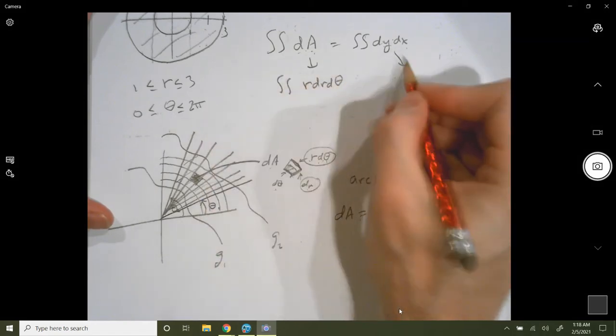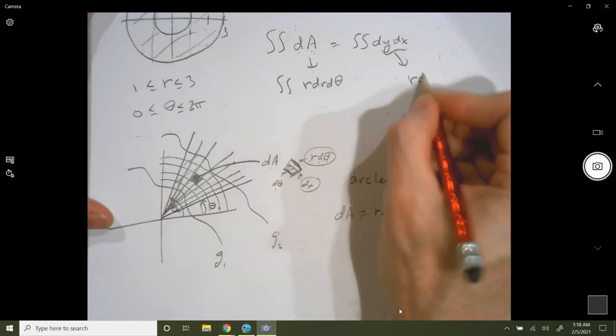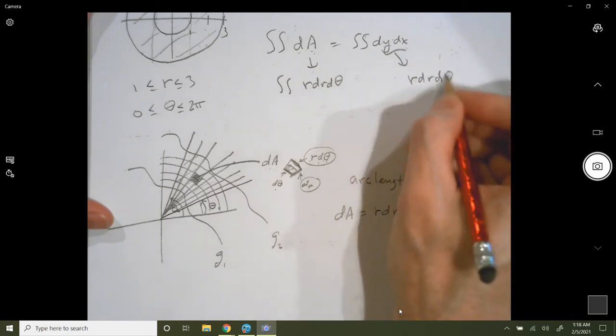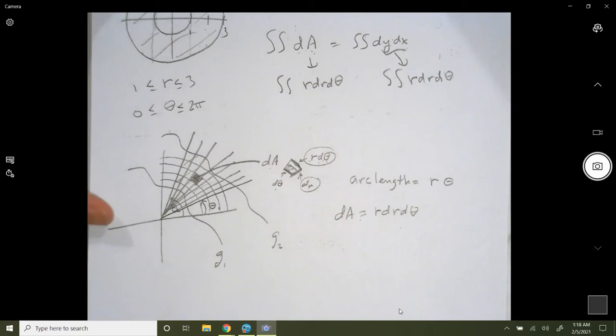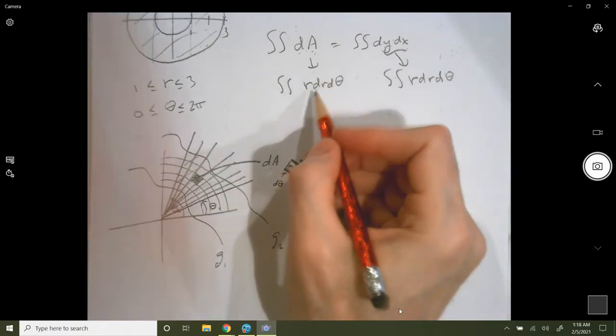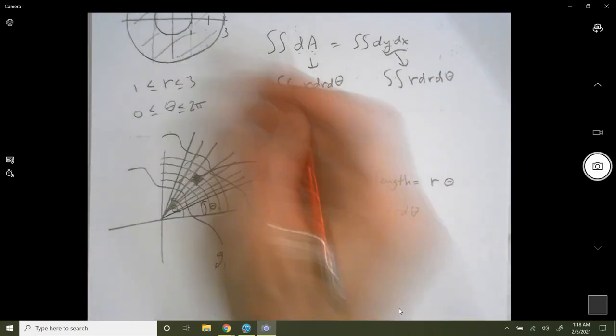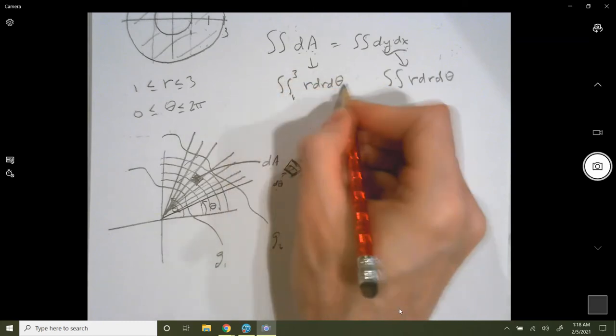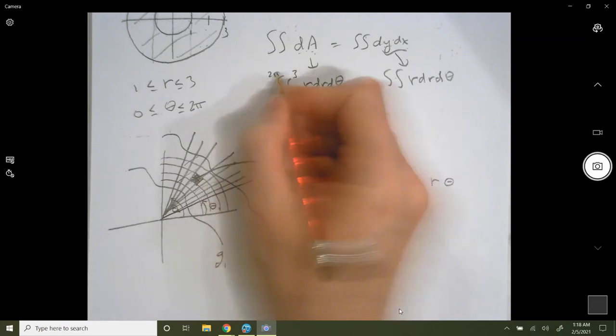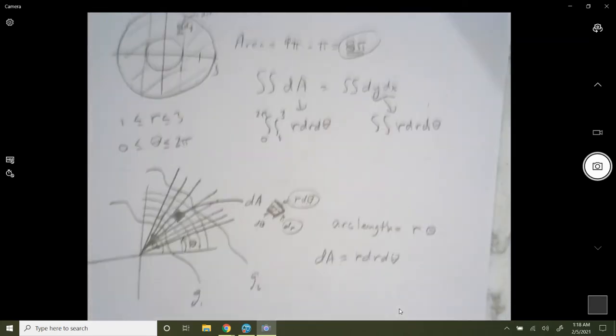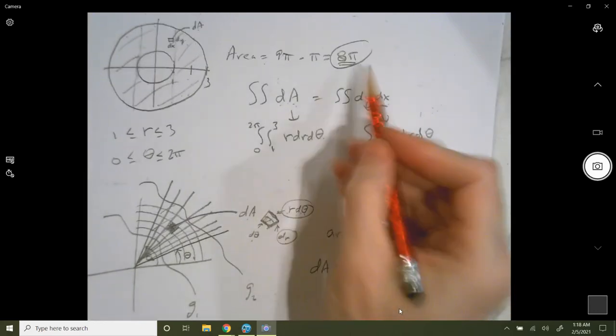Or the dx dy will always turn into r dr d theta. Okay. So now r goes from 1 to 3. Theta goes from 0 to 2 pi. And we can see if we in fact get the same answer we got up here, which was 8 pi.